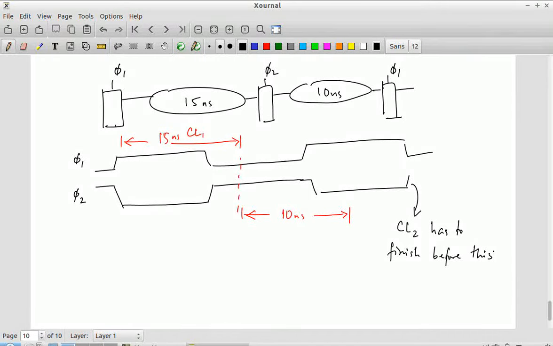But in general, it is perfectly usable. In fact, it is used in many kinds of designs. The problem is it's a bit more difficult to make it automatic. The timing analysis and so on becomes a bit more difficult when you have this kind of time borrowing. You can, of course, still define the same kind of setup constraint.